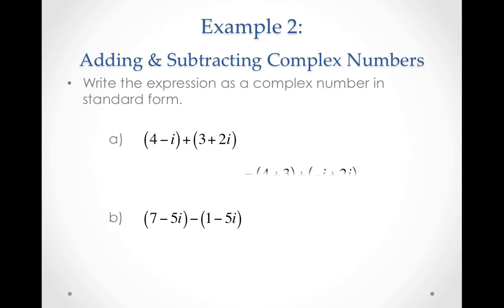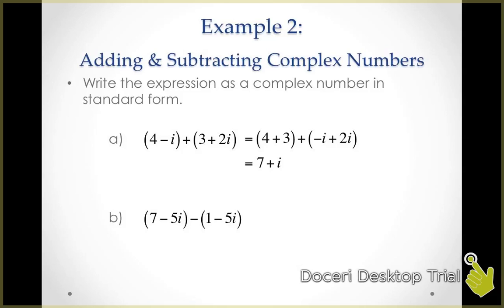But what we're going to do is we're going to add the real parts together. So the 4 from here and the 3 from here get added together. And then we're going to add the imaginary parts together. So negative i from here with 2i from here, that's what's getting added together there. And those give us our real part here and our imaginary part here to give us the standard form of our answer.